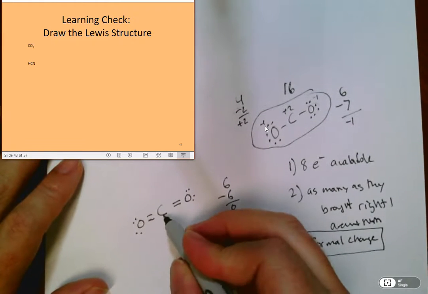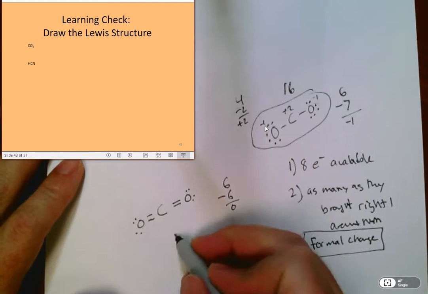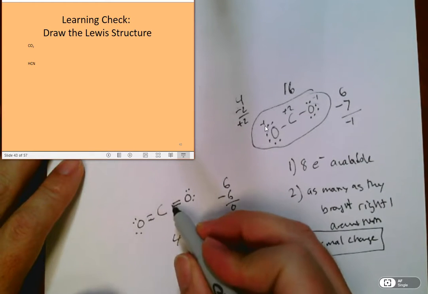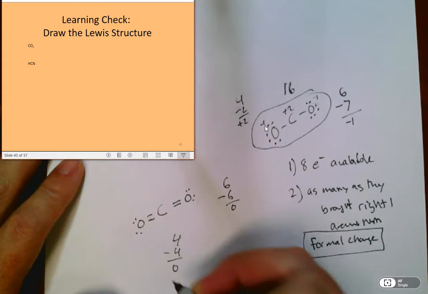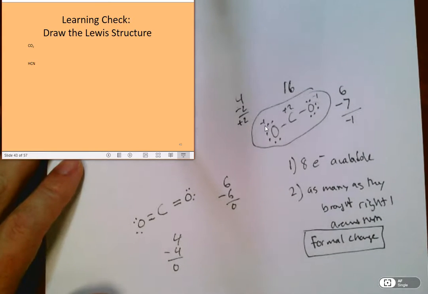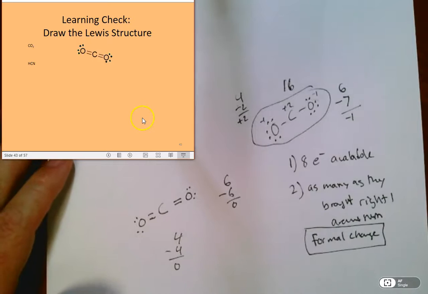Carbon has a formal charge here of 0 as well because it brought 4 electrons and it has 1, 2, 3, 4 electrons right around it. So the formal charge on carbon there is 0. All right, so that's how we know that we've reached the right Lewis dot structure.